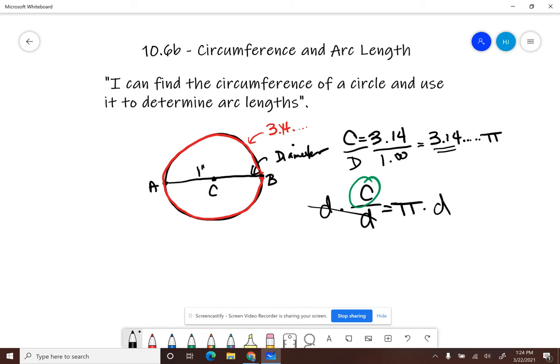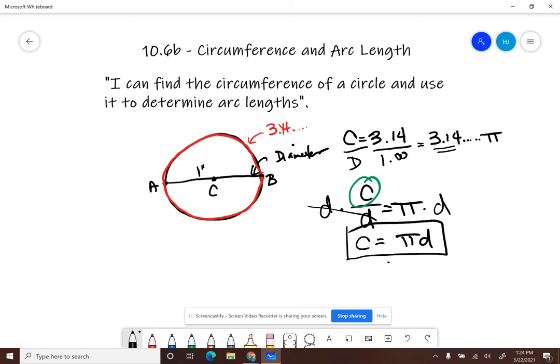And watch what happens when I do that. I have to do it to both sides. And what I get is circumference equals pi times diameter. Ladies and gentlemen, this is the formula we have just developed for how to find the circumference of a circle. The circumference of a circle is nothing more than pi times the diameter.